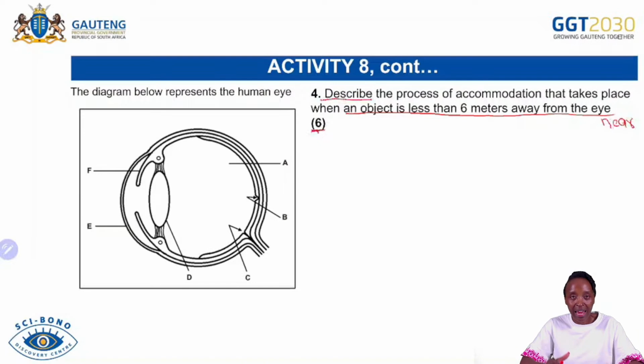We said the tension on the lens is what is decreased, therefore the lens becomes what? More convex, and when it becomes more convex, then the refractive power is also increased, so it becomes more refractive.